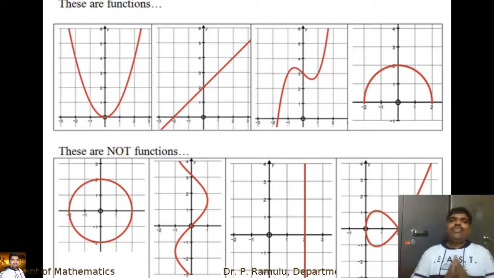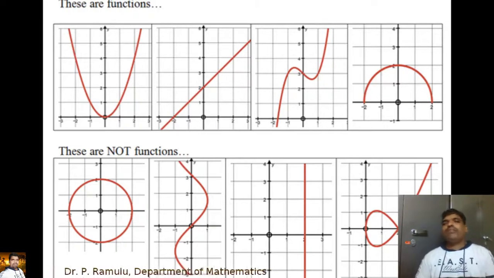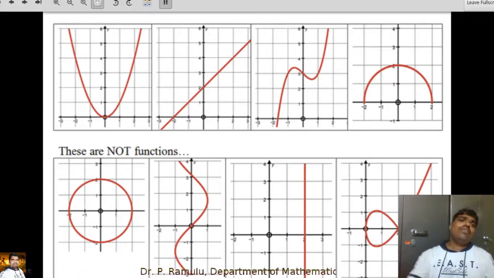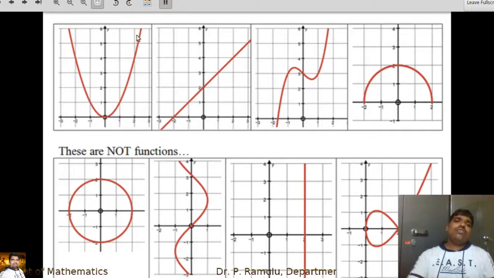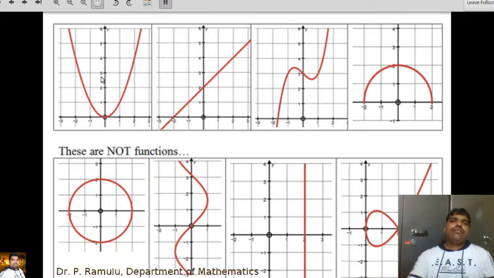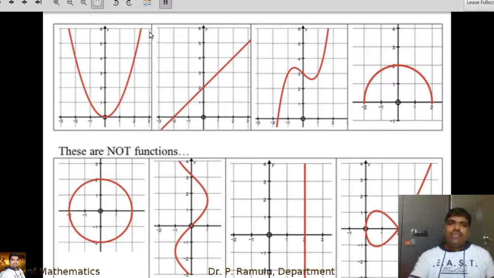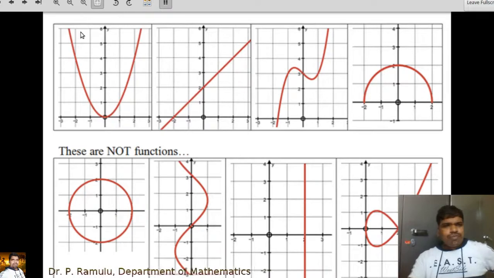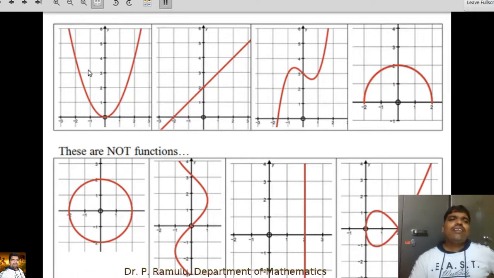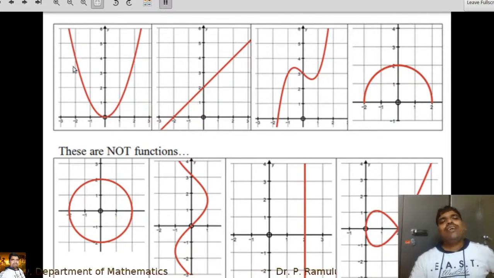Now, already explained, clearly observe the first graph. If I take any curve, there are other lines here, but these are parallel to the y-axis. Any line parallel to the y-axis cuts only one time, see here, only one time. So that's why it is a function.